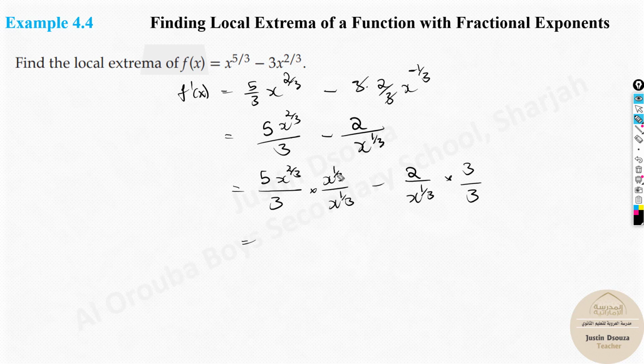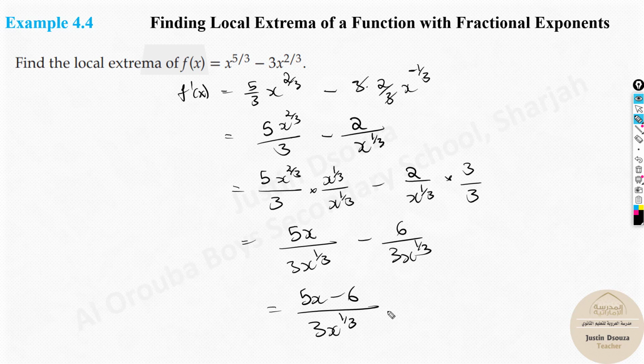Here x^(2/3) times x^(1/3), you can try and calculate. It will be x only, because 2/3 plus 1/3 is 1, so it's 5x divided by 3x^(1/3), minus 2 times 3 is 6, and the denominator will be 3x^(1/3). Now we have the same denominator, so it's common, and over here we have 5x minus 6. Don't go to simplify, this is enough. This is the derivative, but we need a single simplified fraction. We can't have separate fractions.